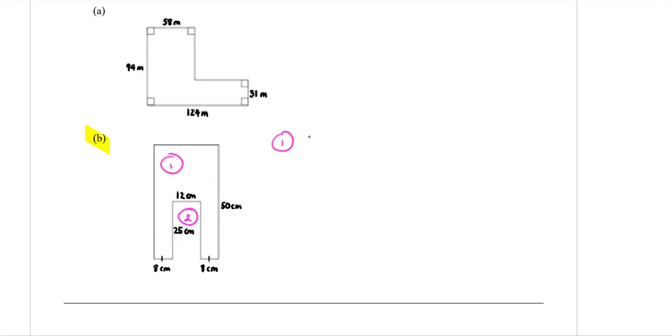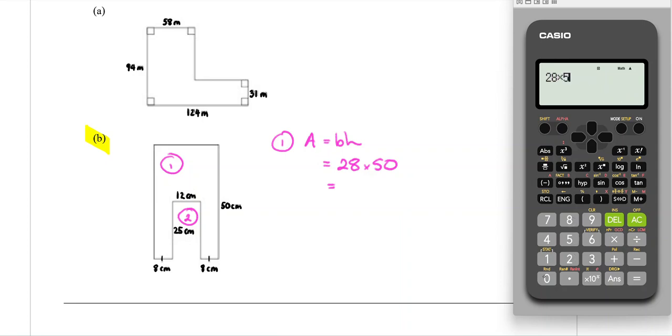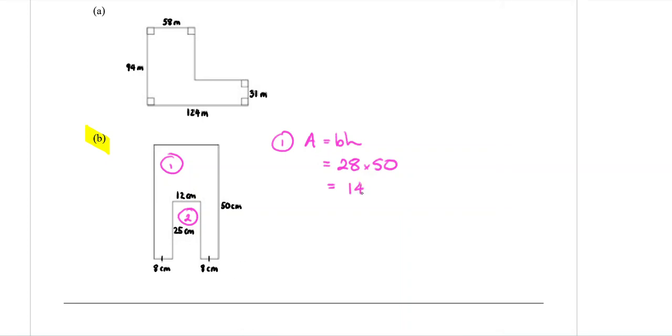So number 1, it's a rectangle, A equals BH. The base and the height of that rectangle. The height is the 50, that whole way there. The base across here, I have 12 plus 8 plus 8, which makes 28. So it's going to be 28 for the base and 50 for the height. So 1,400. I'm not going to put the units on there yet. I'll save that for the final answer.